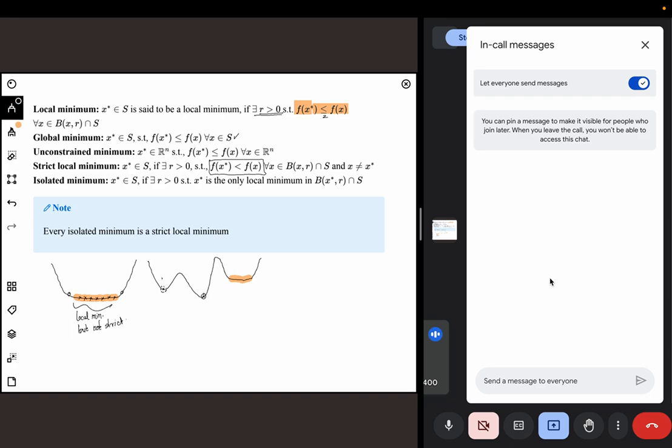But out of these, let's say A, B, and C, A, B, and C are all local minimas. B is the only one that is the minimum over the entire domain. So B is the global minimum. And the next one we are saying is we need a strict minima, where the value is not equal to the neighboring points. That is happening in the case of A and B. So A and B are strict local minimas.